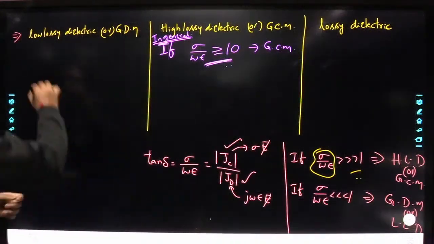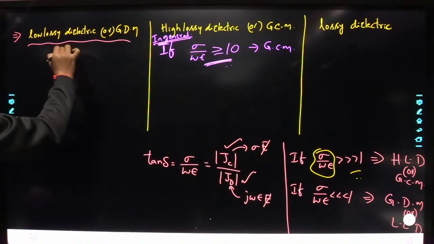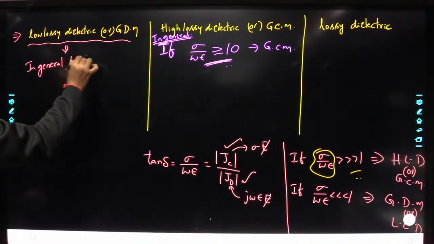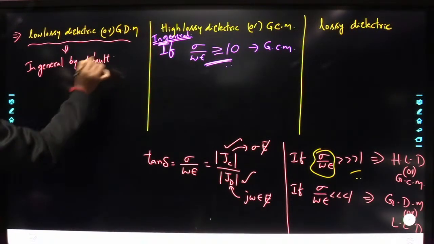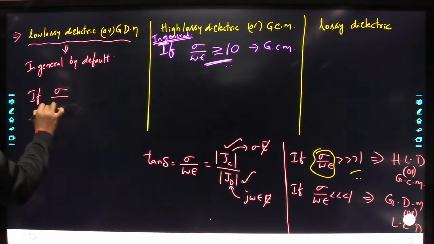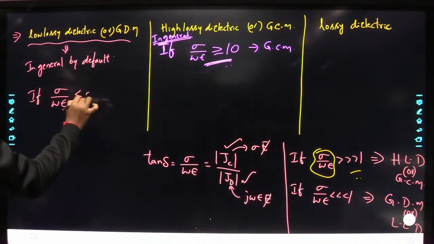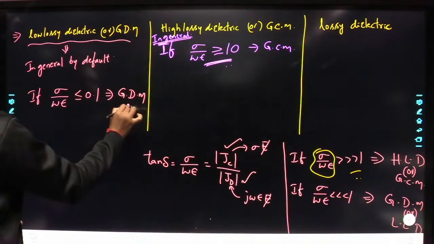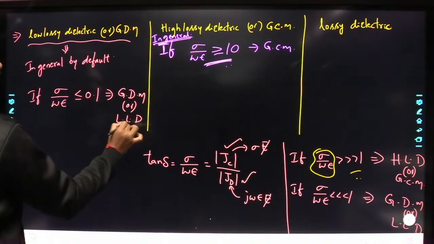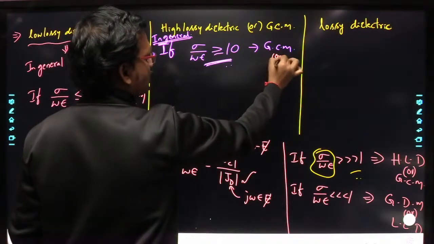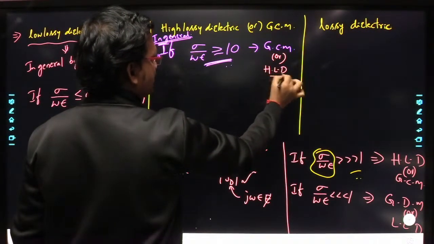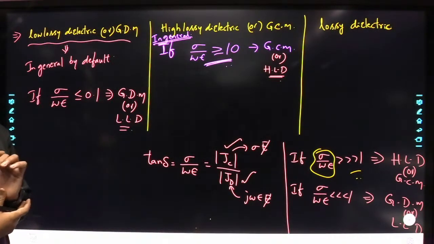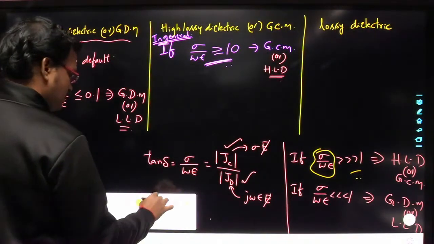Next, for a low lossy dielectric, by default, if they have not mentioned anything, we will consider sigma by omega epsilon ratio less than or equal to 0.1. In this case, we treat the medium as a good dielectric medium, or we call it a low lossy dielectric. And the earlier one is the good conducting medium, or we call it a high lossy dielectric. These are the conditions we take by default if they have not mentioned anything.